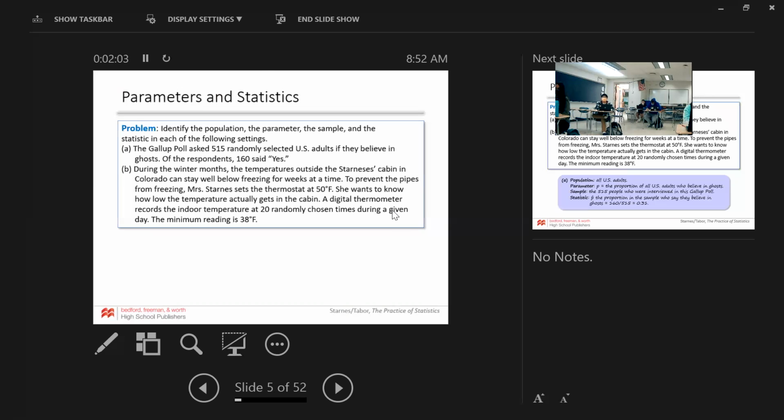So we're going to do half of this one. Ready? Identify the population, the parameter, the sample, and the statistic. Just the top one. It says, Gallup asked 515 randomly selected U.S. adults if they believe in ghosts. Of the respondents, 160 said yes. Okay. So what do you have? You have a sample that represents the population. What is the population for A?